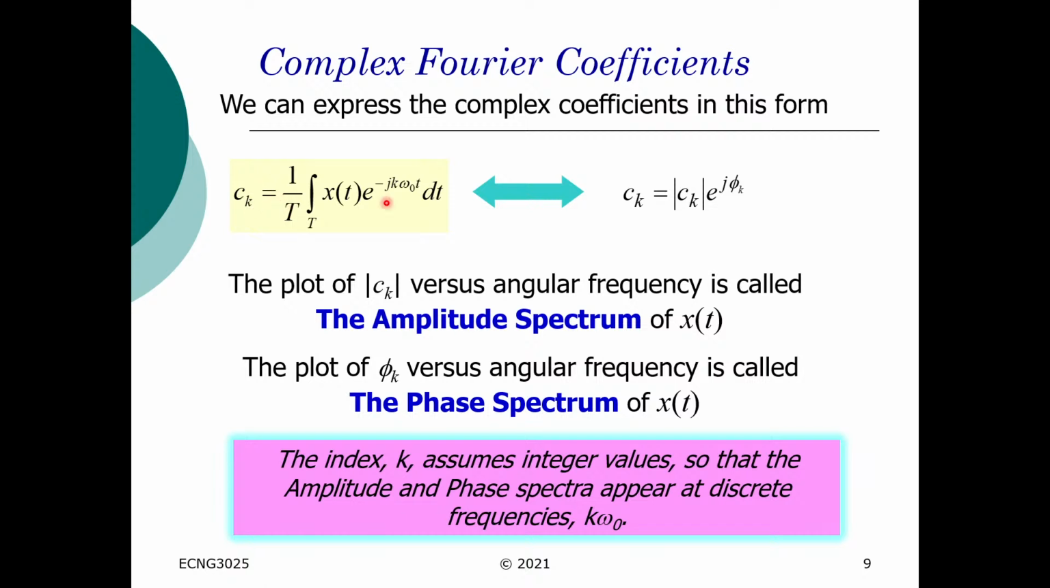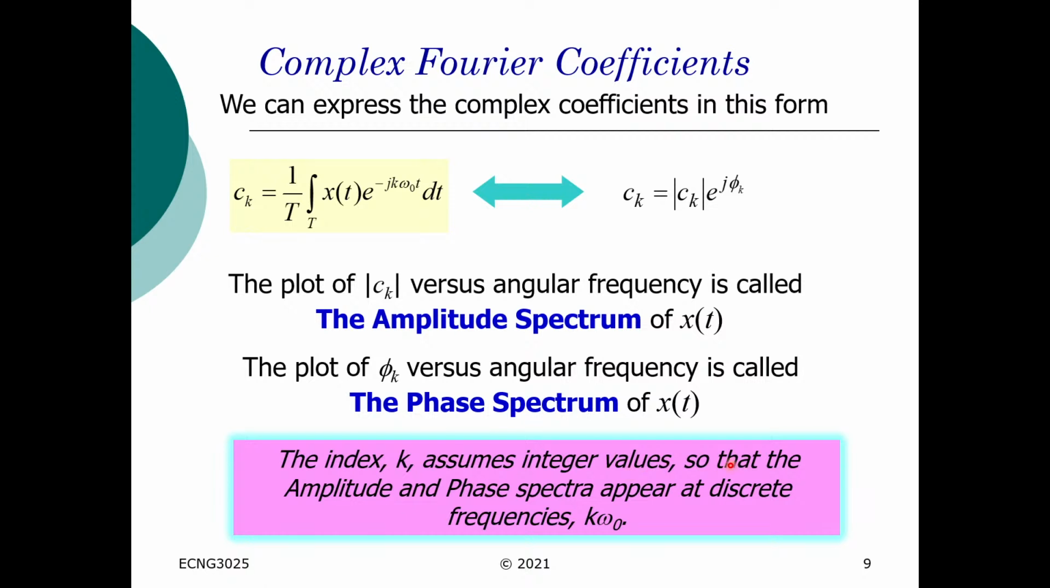So this c_k component here, because it's a complex exponential form, it's possible to get the magnitude of c_k, which is given by the modulus of c_k here. And this plot of the modulus of c_k versus angular frequency is what we refer to as the amplitude spectrum of the x(t) signal. And because we have the exponent component, we can shortcut this into e to the j phi_k. The plot of phi_k versus angular frequency is what we refer to as the phase spectrum of x(t). k here is always going to assume integer values.